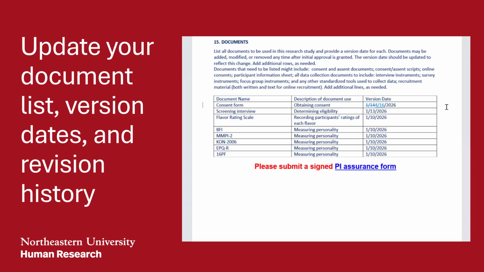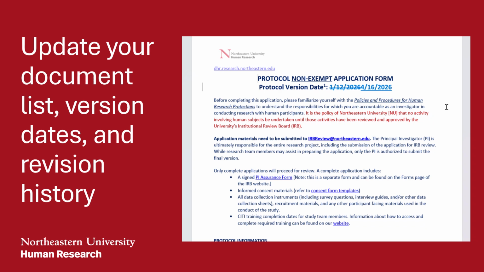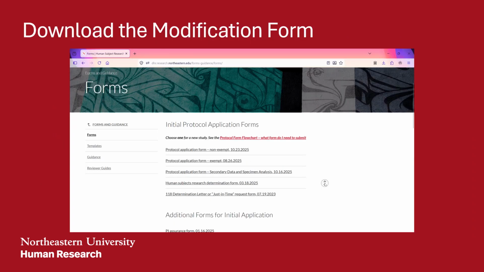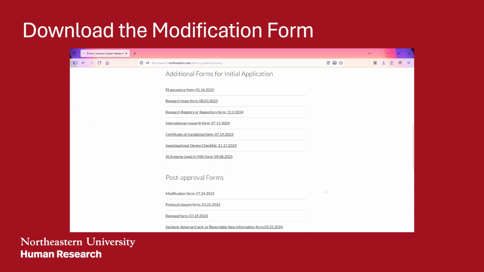Now on the protocol form, in addition to any changes you might need to make to the content, don't forget to update the documents list at the end of the form. Then up top, the version date of the protocol itself and the revision history table. Once you've edited your study documents, the next step is to download a copy of the modification form. You can find this on our website on the Forms page, and we really do recommend grabbing a new blank copy every time so you can make sure you're using the correct form and not an outdated version.